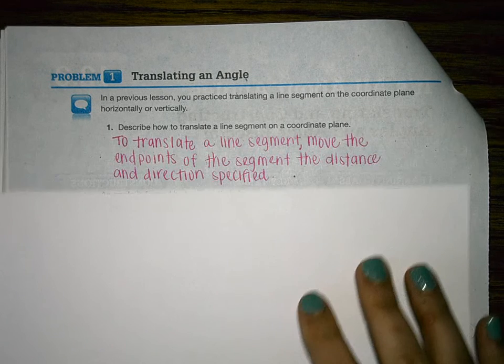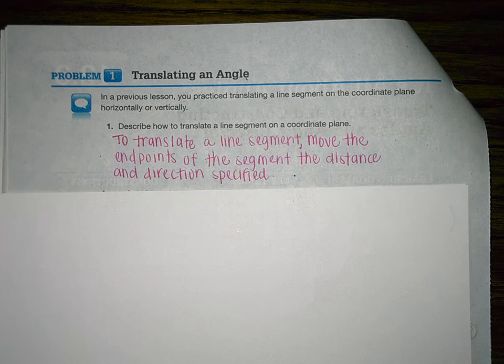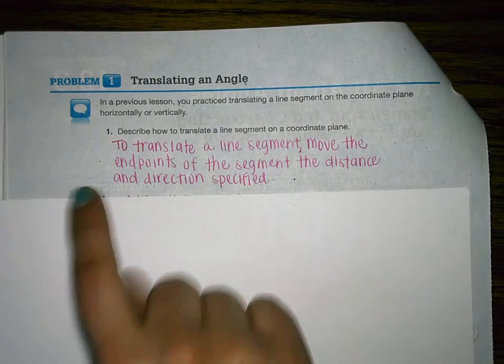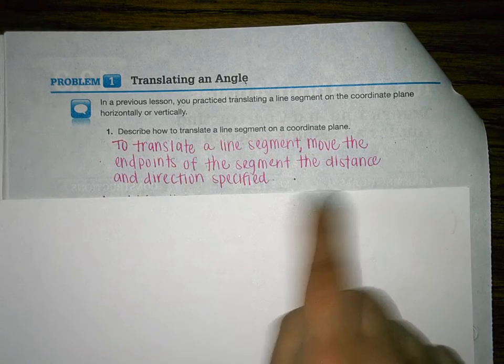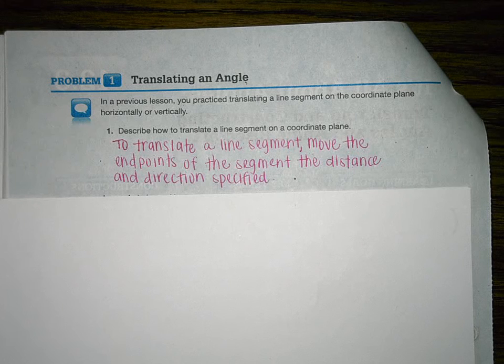So here's what I came up with. And you may have had something a little bit different than this. That's okay. If it's totally different, change it so that it is similar. But to translate a line segment, we moved the endpoints of each segment, the distance and directions specified. So we just moved each individual endpoint, and that gave us the brand new line segment.